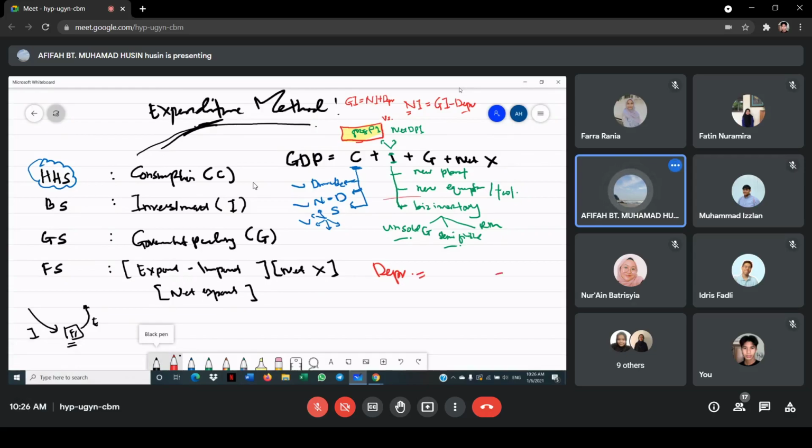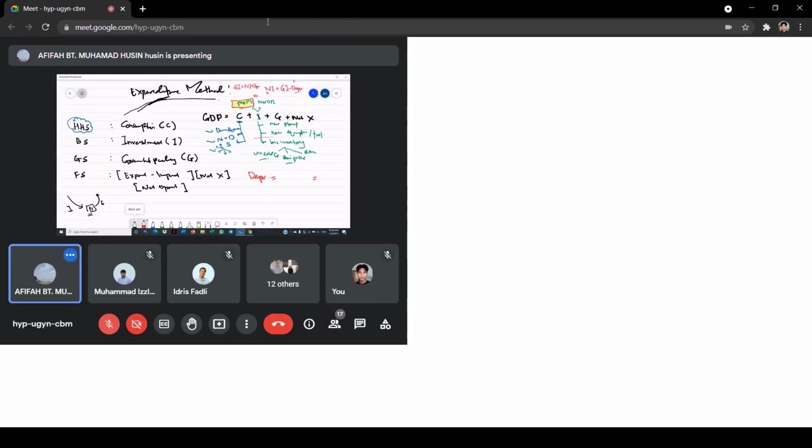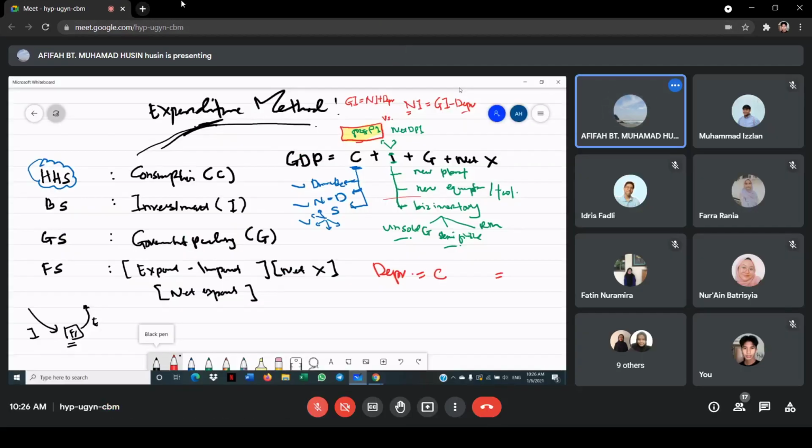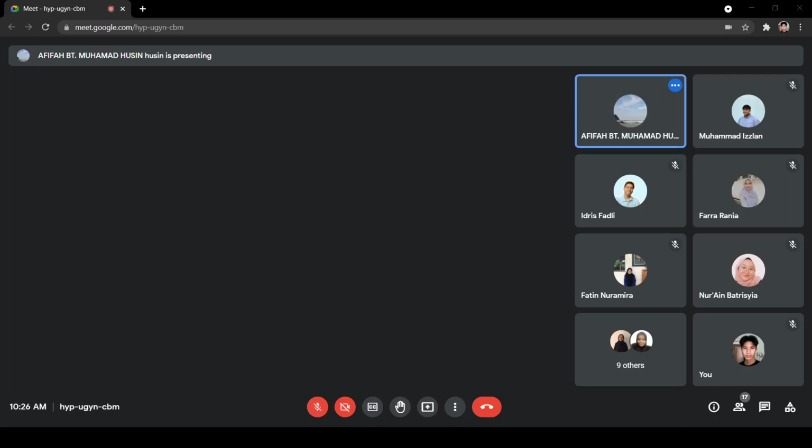Depreciation ada banyak nama. Siapa boleh tahu? Capital consumption allowance. Jumpa tak? Bawah replacement investment last kali. Also known as depreciation or capital consumption allowance, sama juga dengan replacement investment. Benda ni tiga ni adalah sama. Boleh. Kadang-kadang you guna replacement investment. Replacement investment ni macam ni.